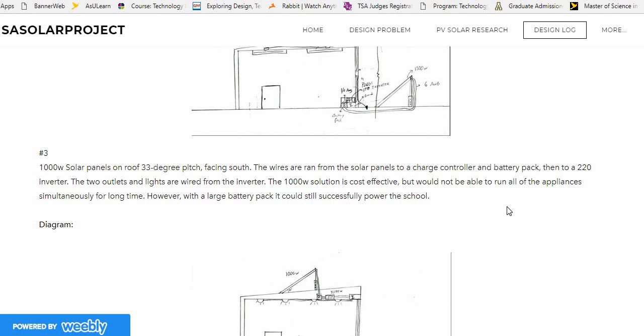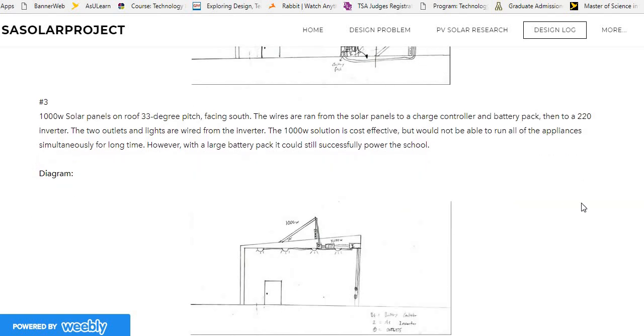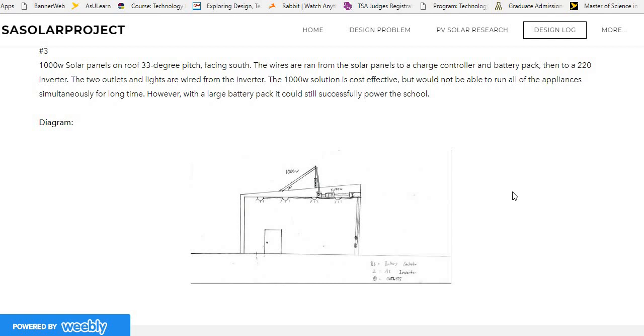Lastly, there's solution number 3. These are 1,000-watt solar panels. They're on the roof with the same degree pitch as the first solution and still facing south. The wires are run from the solar panels to a charge converter and battery pack, then to a 220 inverter. The 2 outlets and the lights would be wired from the inverter.